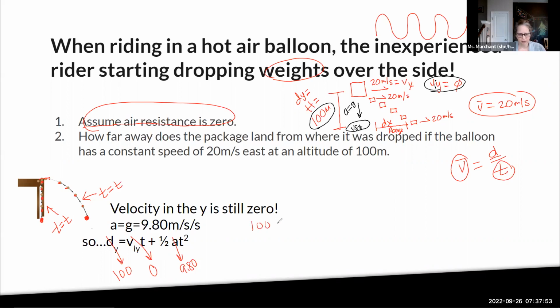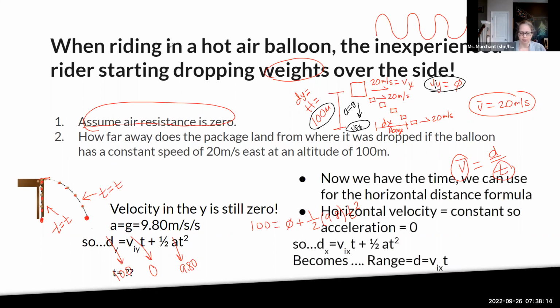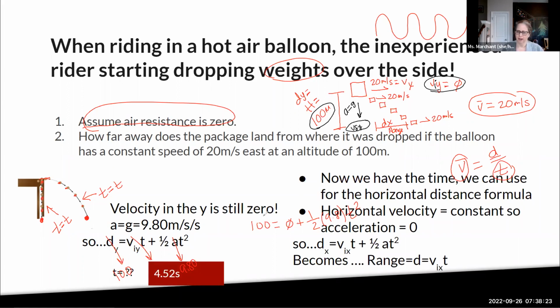100 is equal to 0 plus 1/2 times 9.8 t squared. Notice it's t squared, so make sure once you move all your terms around that you do take the square root. If you have trouble with that math part, come to a question and answer session, and we can go through it so that you have it. But there it is, 4.52 seconds. So make sure that you are getting the same numbers that I did.